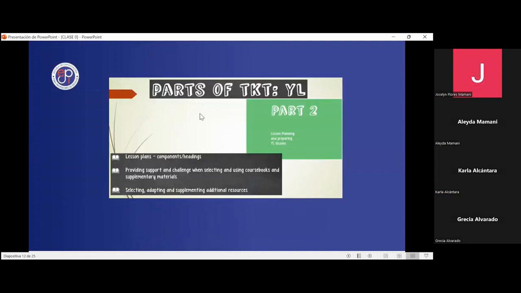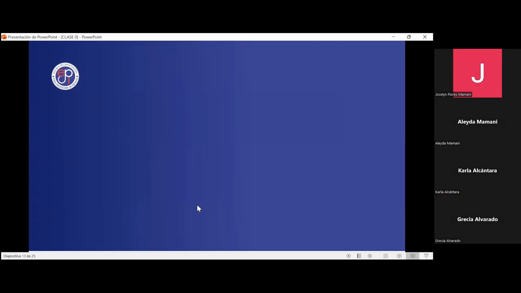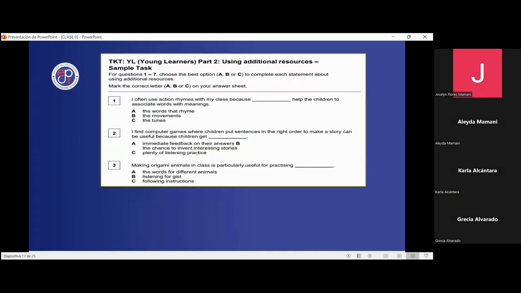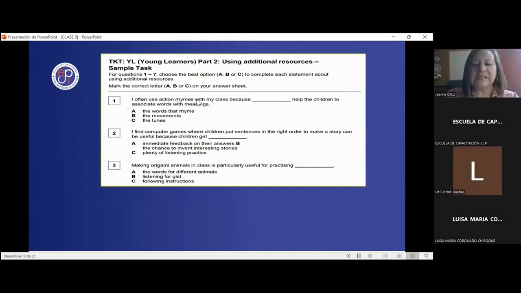Then we have part 2, lesson planning and preparing young learners' lessons. We have lesson planning components, headings, providing support and challenge, selecting and adapting supplementary material. That is quite important. For example, here, let's choose alternatives. I often use action rhymes with the class because they help the children to associate words with the meanings. A, B, or C?